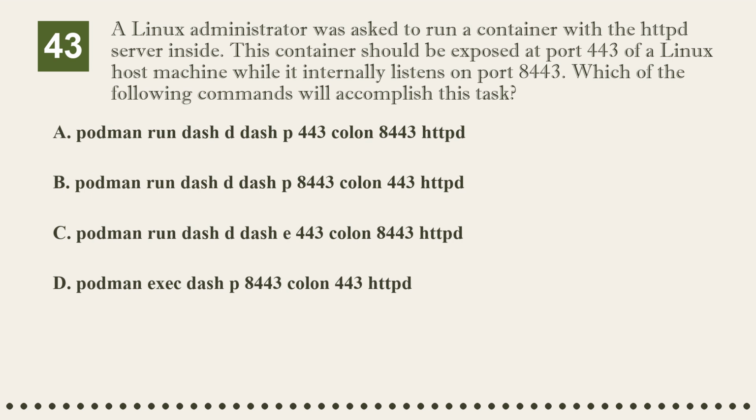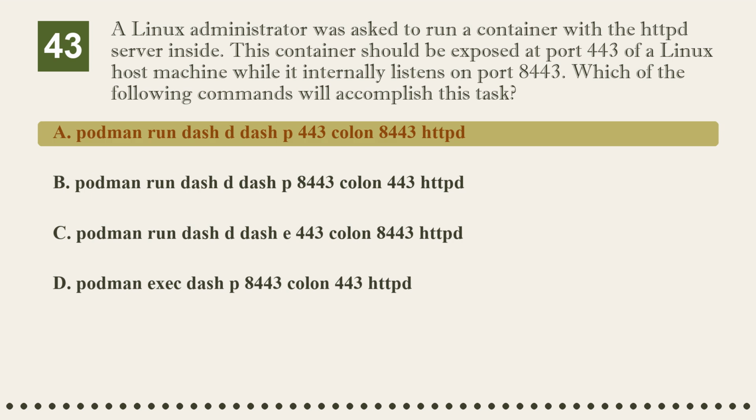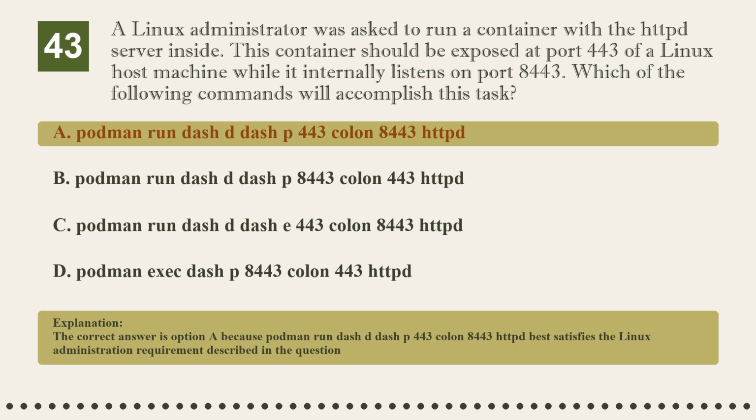The correct answer is option A, podman run -d -p 443:8443 httpd. The correct answer is option A because podman run -d -p 443:8443 httpd best satisfies the Linux administration requirement described in the question.